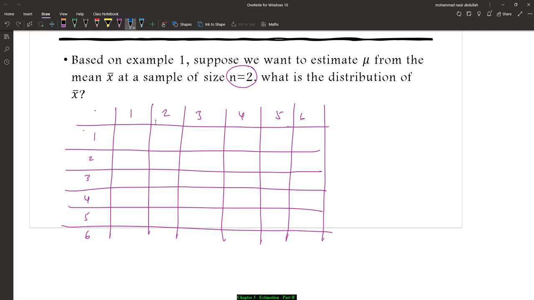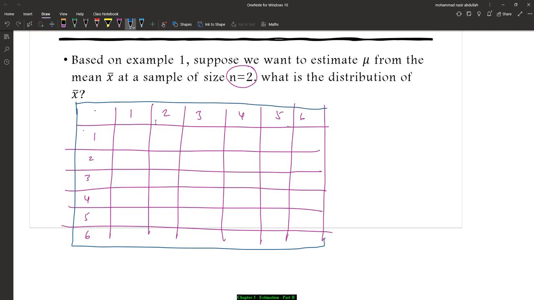By the counting rule, we know how many outcomes we expect. How many outcomes will there be? 36, right? How do you get 36? 6 multiplied by 6, by the basic rule of counting.